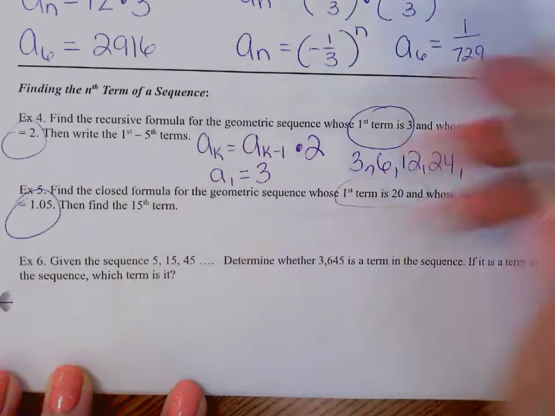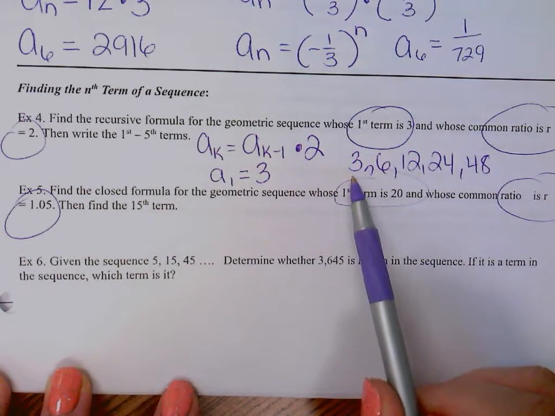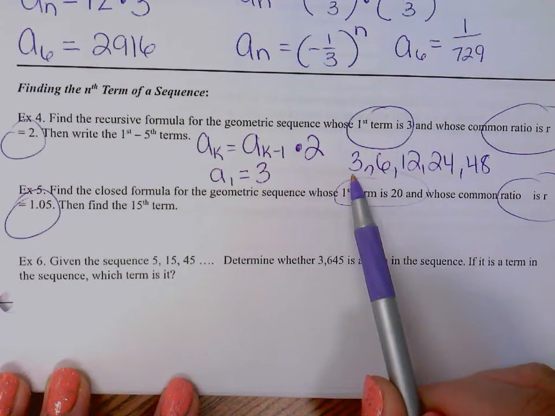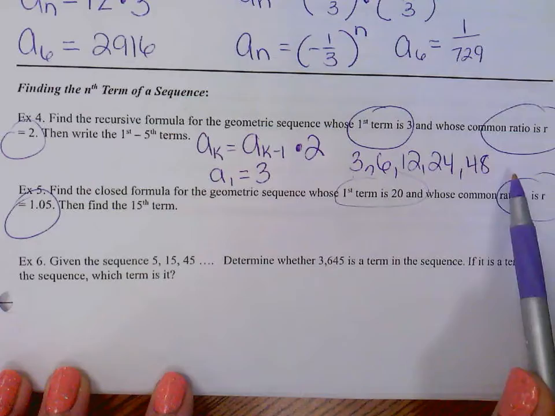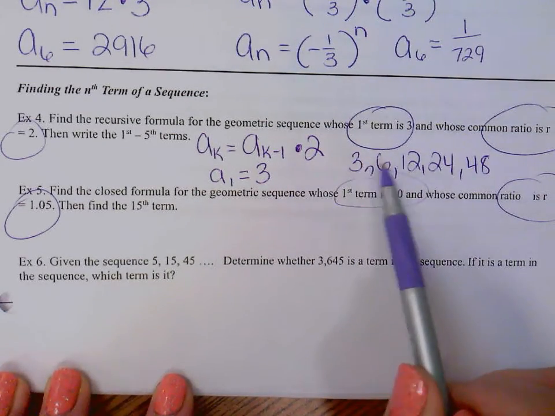They need 5 terms, 48. Always count this as term 1. So on your quiz, if I say I want the first 5 terms and you list the first 6 terms, I'm going to take a point off because you're not counting that as a term. That counts as term 1. Term 1, 2, 3, 4, 5.